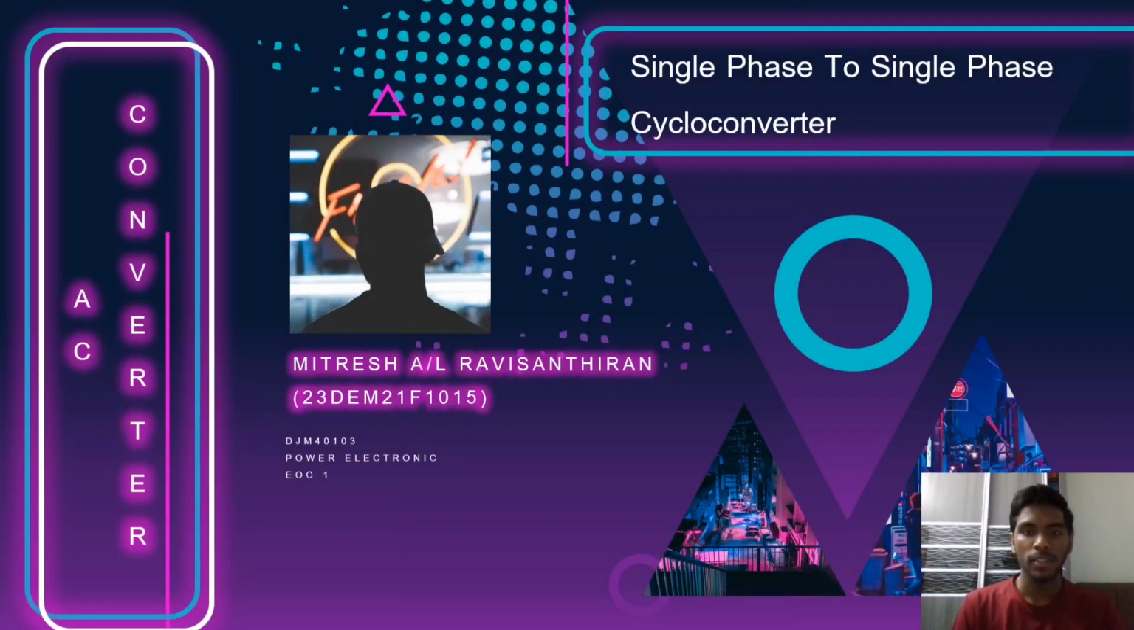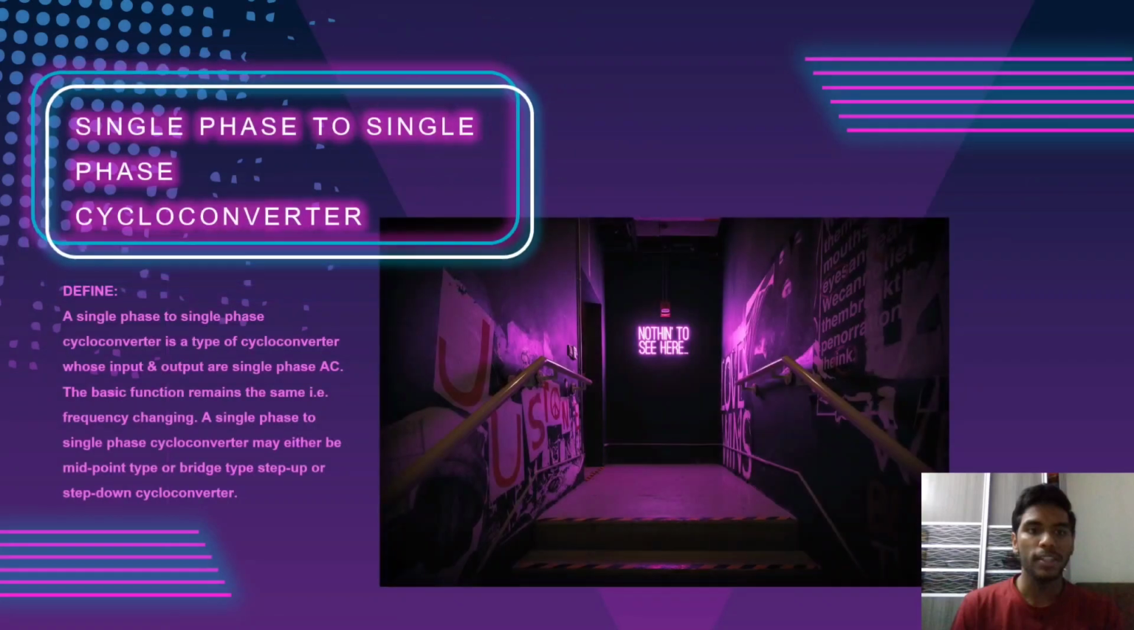Another topic for COC2, single phase to single phase cycloconverter. A single phase to single phase cycloconverter is a type of cycloconverter whose input and output are single phase AC. The basic function remains the same, which is frequency changing. A single phase to single phase cycloconverter may be either midpoint type or bridge type, step-up or step-down cycloconverter.